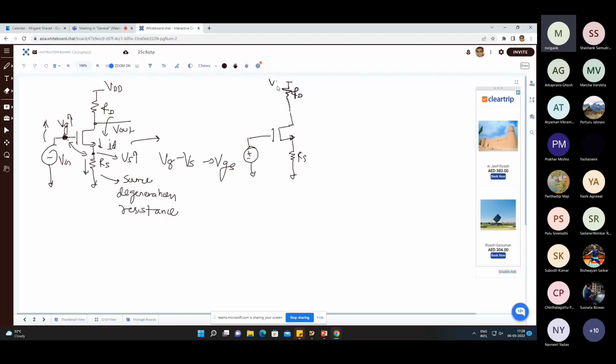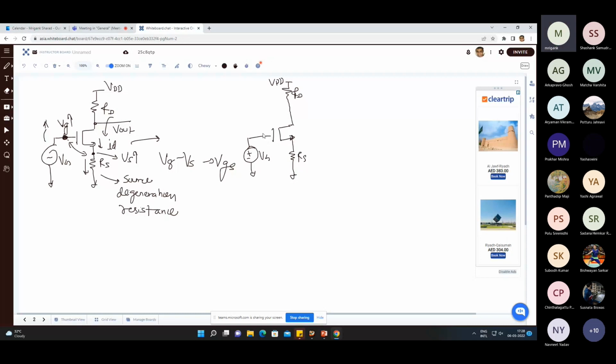Whatever VDD you have applied, the DC conditions will remain the same. VG should remain the same, VDD should remain the same, and whatever RD value you had should remain the same, because the transistor has to remain in the saturation region. For that, whatever VG and VDD were required, you have to keep.